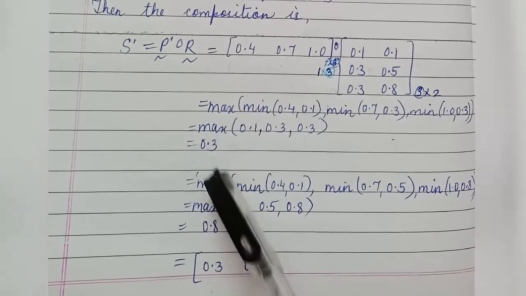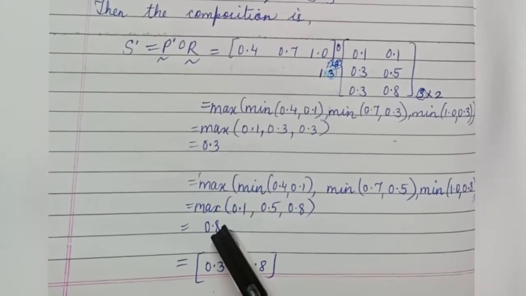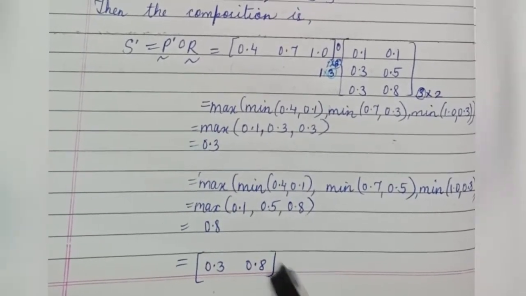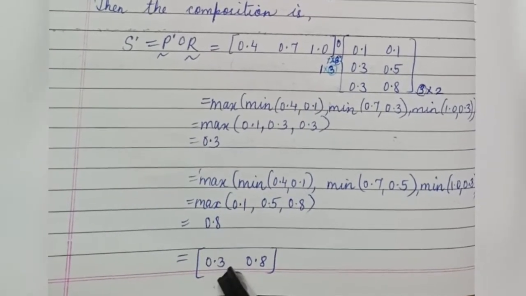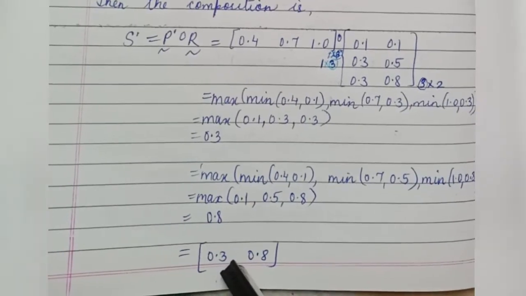So these are the two elements of our matrix of size 1 into 2. 0.3, write it over here, and 0.8. So this is the result matrix on the third relation.